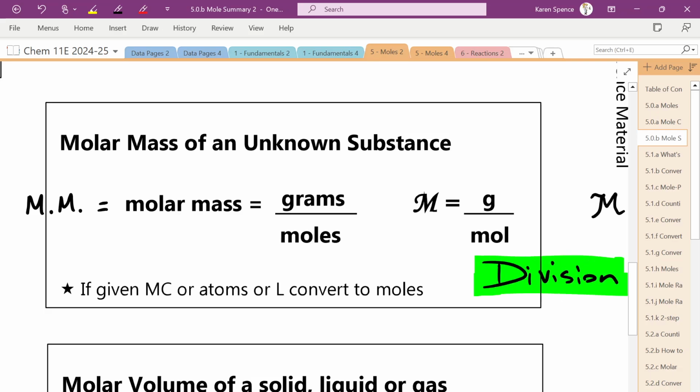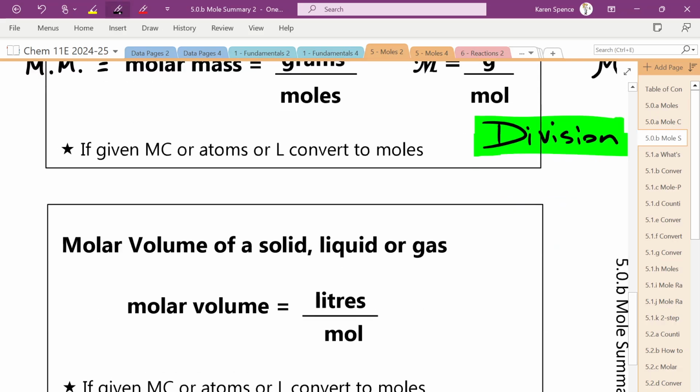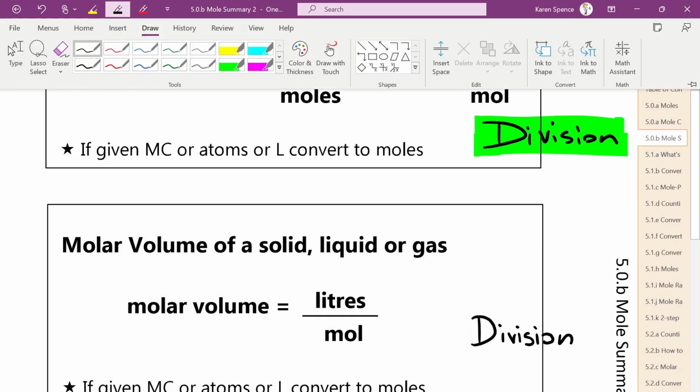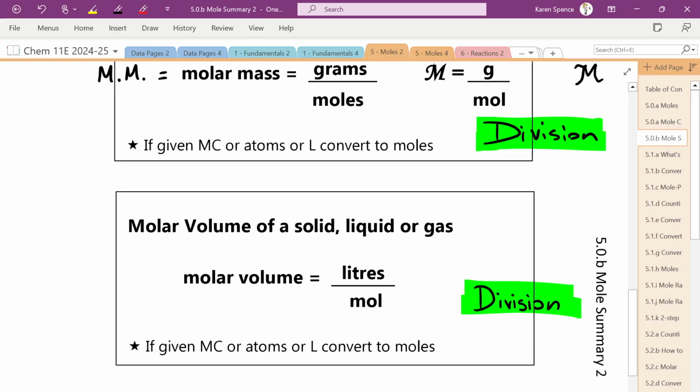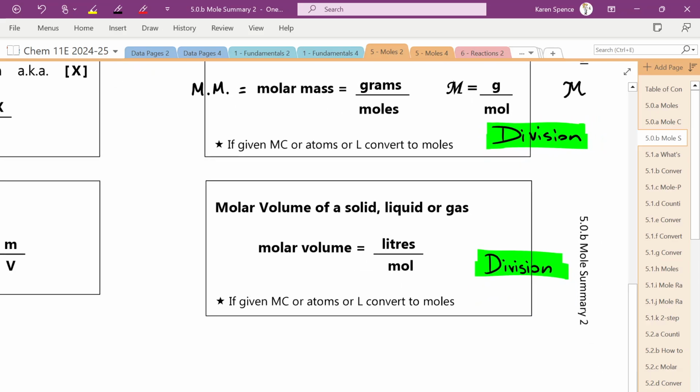Division. And so molar mass is a division, and guess what else? Molar volume is also a division. So you take your liters and divide by moles. You could do milliliters divided by moles. It just depends on what you are asked for. Generally, it's liters per mole. Okay?